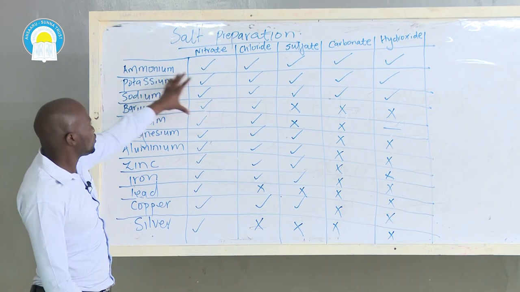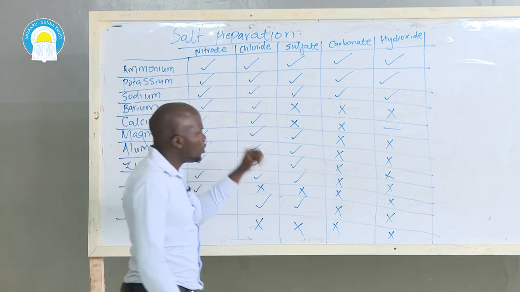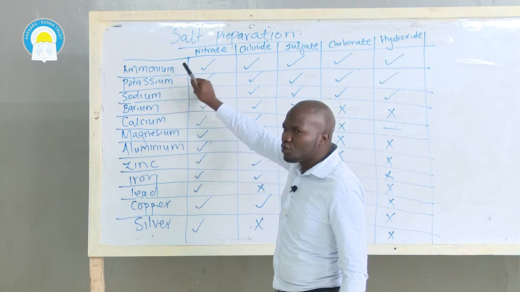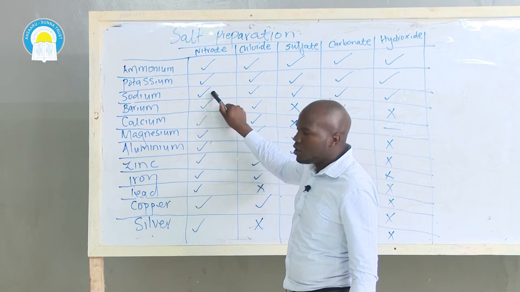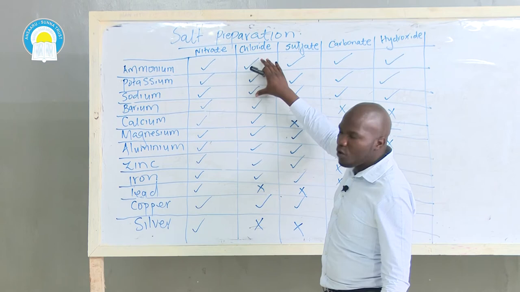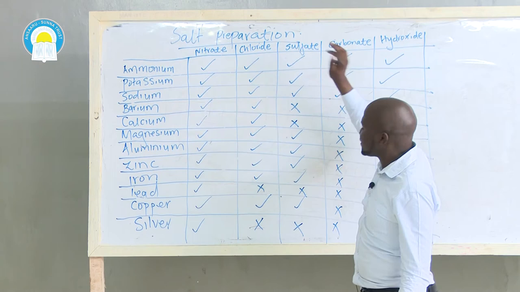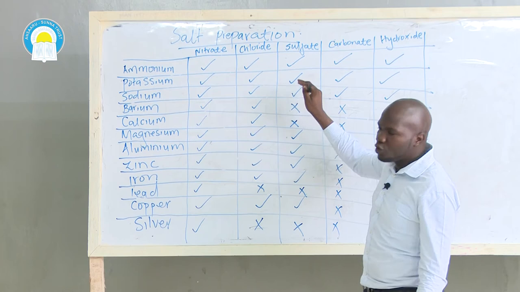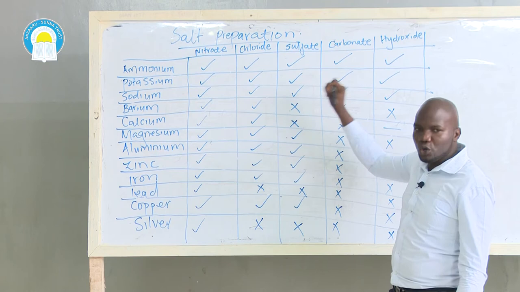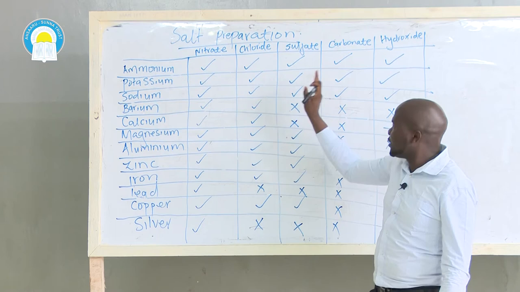All the compounds of ammonium, potassium, and sodium are soluble in water. Which compounds are these? We can see. We have these compounds, ammonium nitrate, potassium nitrate, sodium nitrate. Those nitrates are soluble in water. We still have the other compounds, chloride: ammonium chloride, potassium chloride, sodium chloride. Those compounds are soluble in water. Then sulfates: ammonium sulfate, potassium sulfate, sodium sulfate. Those are still the compounds of those metals. They are also soluble. Come to carbonates: ammonium carbonate, potassium carbonate, sodium carbonate. Those compounds are also soluble.